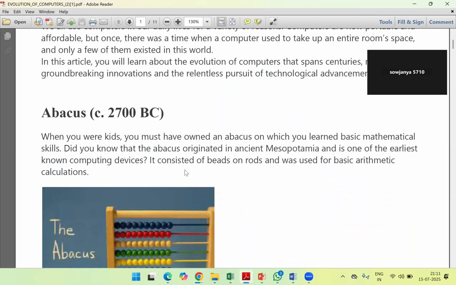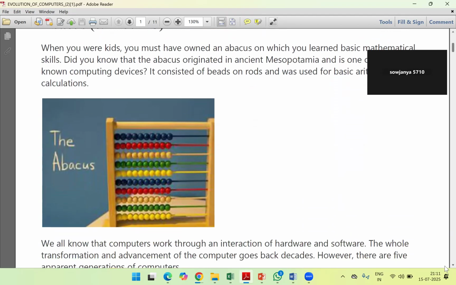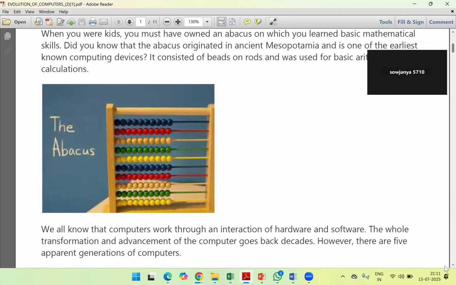Did you know that the abacus originated in ancient Mesopotamia and is one of the earliest known computing devices, right? It consists of beads or rods and was used for basic arithmetic calculations. Do you see this one? This is the abacus, which is used for kids for the initial mathematical calculations.